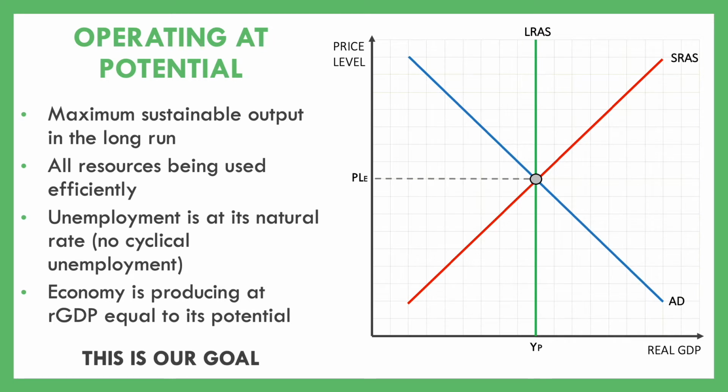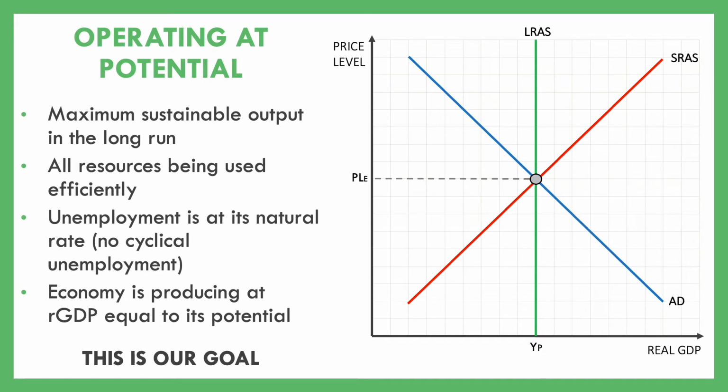Our goal is to be operating at a point currently, right, where short run aggregate supply intersects with aggregate demand, that is also equal to our potential. It's equal to us being sustainable. This is where we want our economy to be. But that's not always the case.